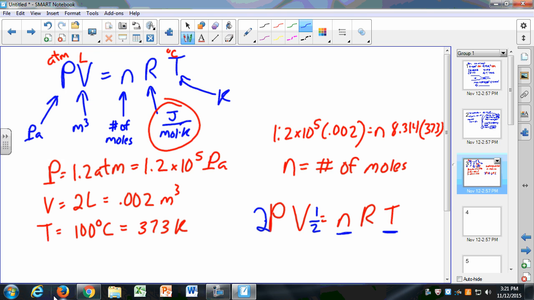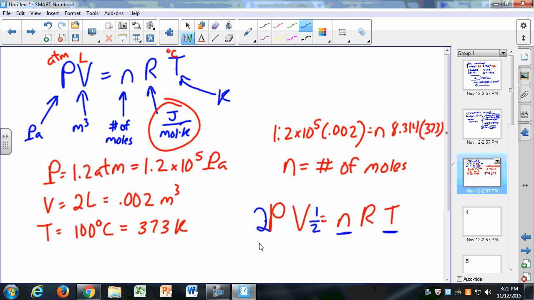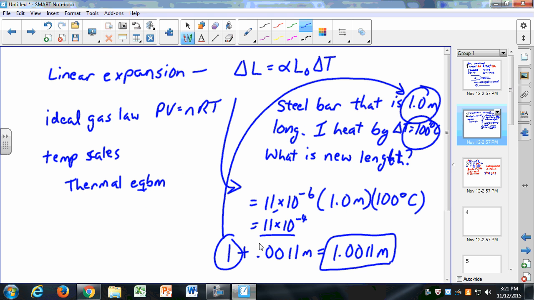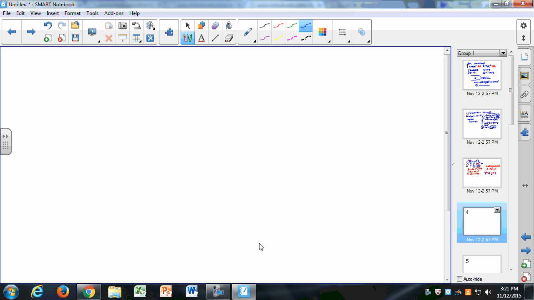We did linear expansion. What else did we say? And then temperature scales. So make sure you know those basic temperatures. So for example, 20 degrees Celsius is approximately 70 degrees Fahrenheit. Although you have those equations that allow you to convert between Celsius and Fahrenheit. Also know what they're based on.